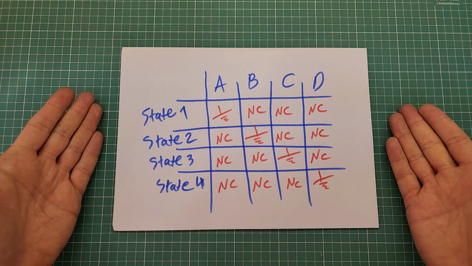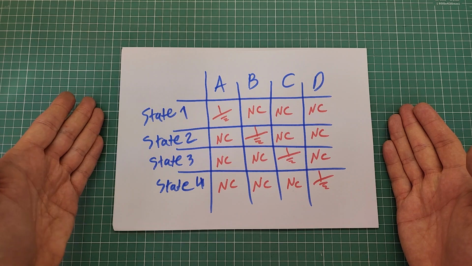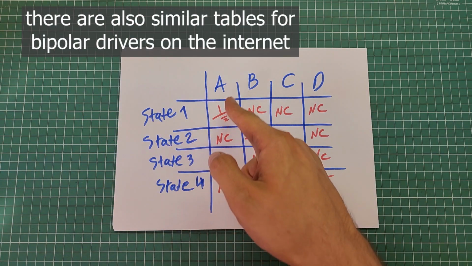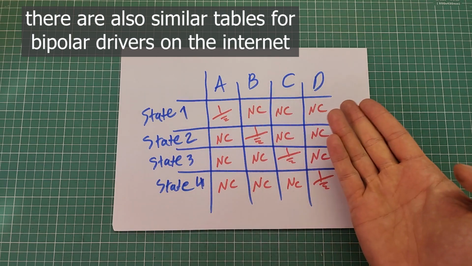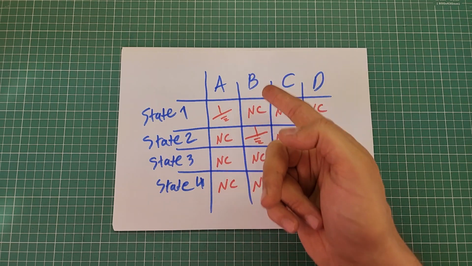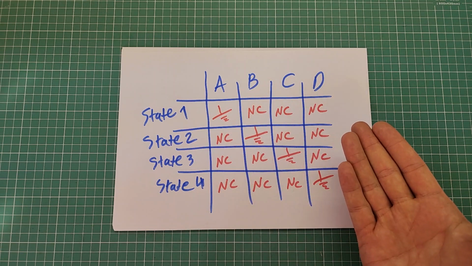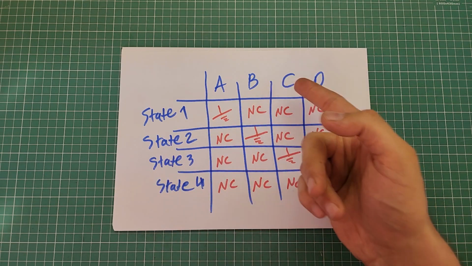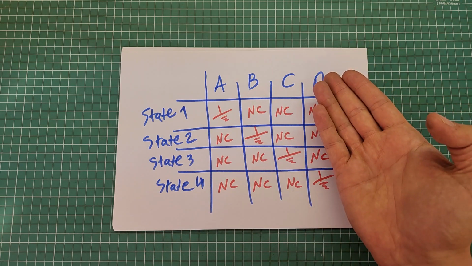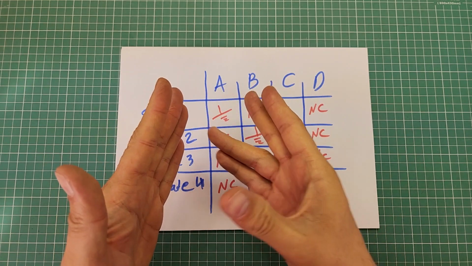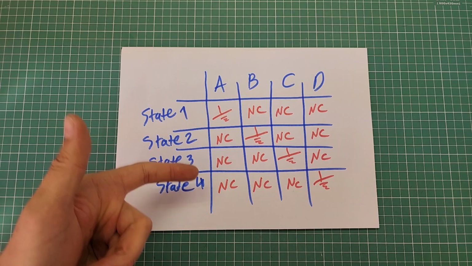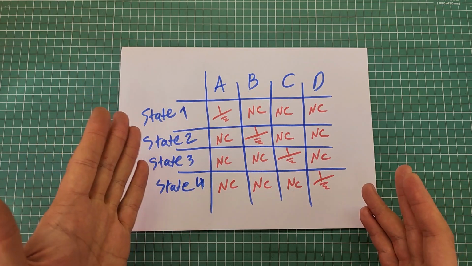This is the step table of a full-wave unipolar stepper motor driver. Look at this table. In the first state, 0 volts is applied to point A and other points are left in the air. They are not connected. In the second state, point B is grounded and other points are left in the air. In the third state, point C is grounded, and in the last state, 0 volts is applied to point D. To turn the shaft clockwise, we need to apply these states in this order: 1, 2, 3, 4, 1, 2, 3, 4 periodically to the motor.